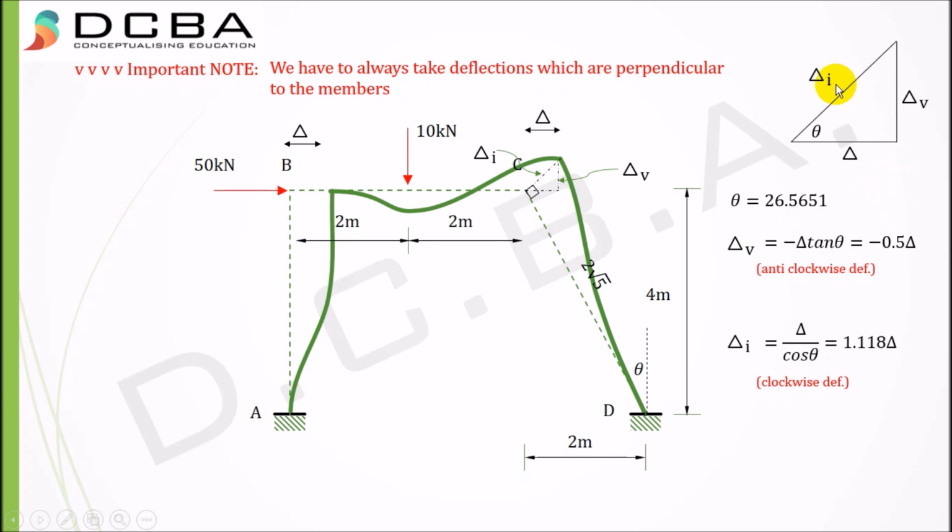Now we have only three unknowns. What are those unknowns? One is theta B. Since A is a fixed point, theta A would be 0, and there is also no deflection for this point.